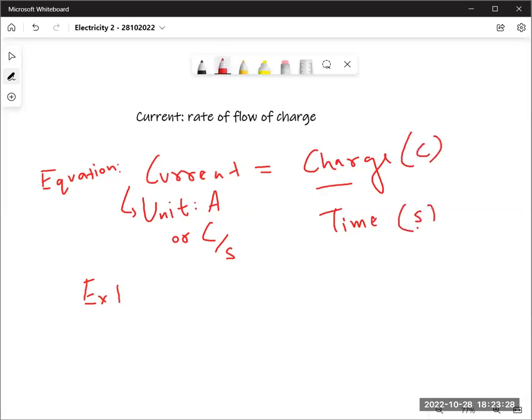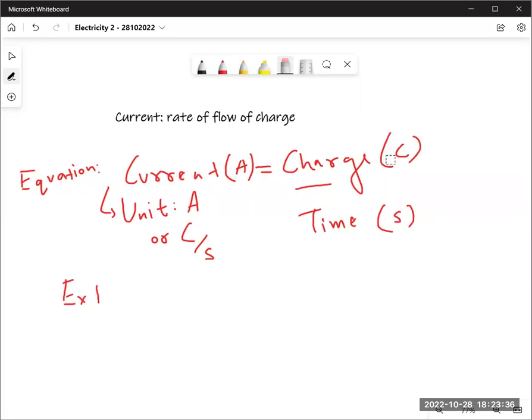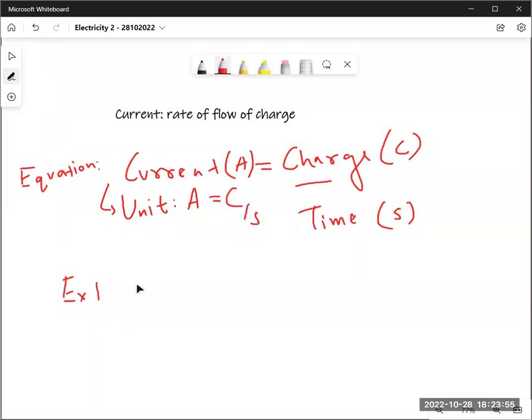Sir, what does the A or coulomb per second mean? Well, I'll tell you then. Write this. The unit for charge is coulomb. The unit for time is second. The unit for current is amperes. So what we realize is the unit is either amperes, which is equal to coulomb per second. Okay, so what that means is, let's look at an example.